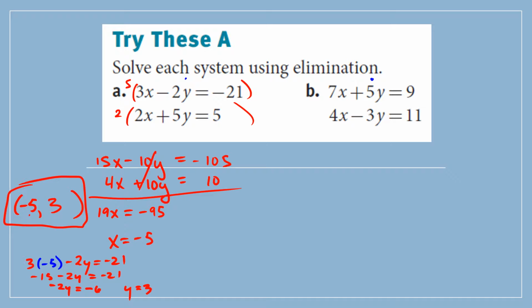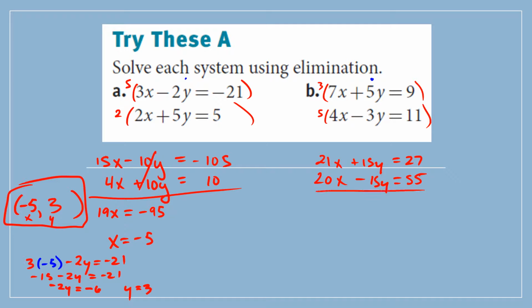And if I plugged that x and that y into both of those original equations, they will both come out true. Now for the second one, I'm going to make 5 and 3 be 15. So I'm going to multiply this one by 3 and this one by 5. So I would get 21x plus 15y equals 27. And I would get 20x minus 15y equals 55.